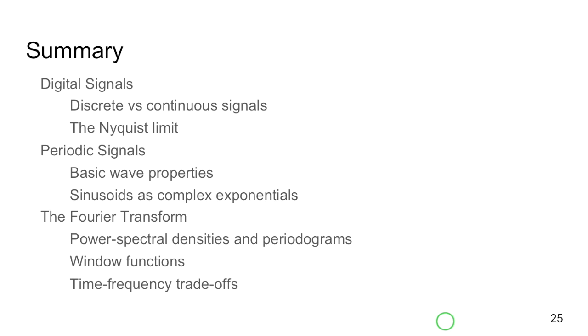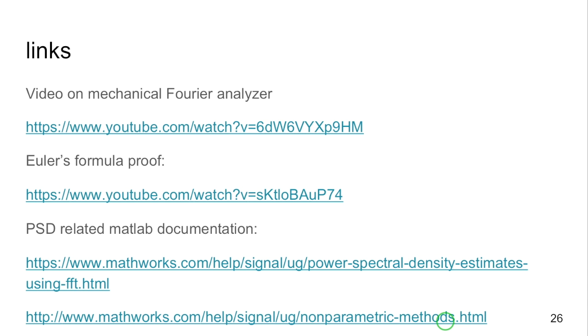So in summary, I went over what digital signals are. I talked about sampling theorem. I talked about periodic signals, both their basic properties and their complex exponential representation. I then went into how we arrive at the Fourier transform and what we do afterwards with power spectral densities and time frequency trade-offs. So here are some useful links.